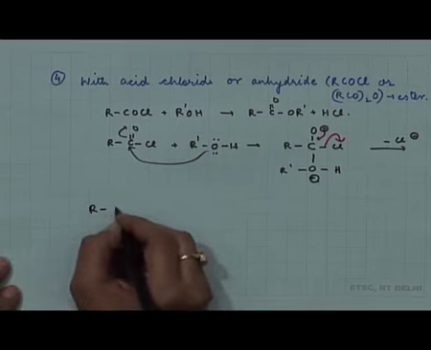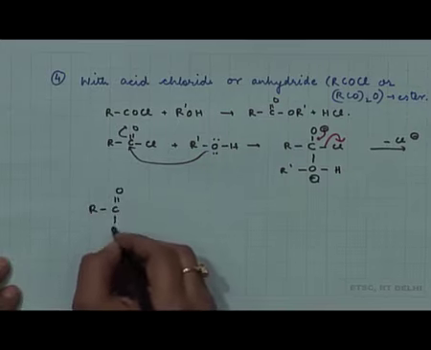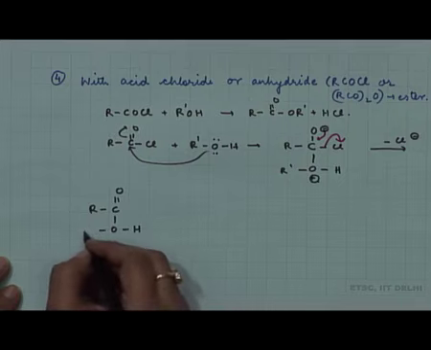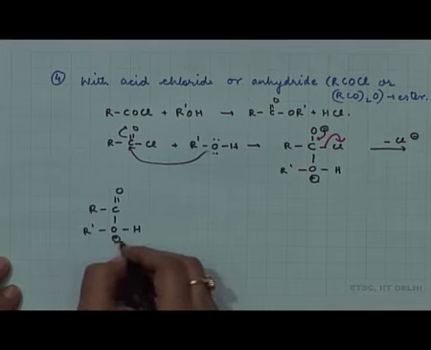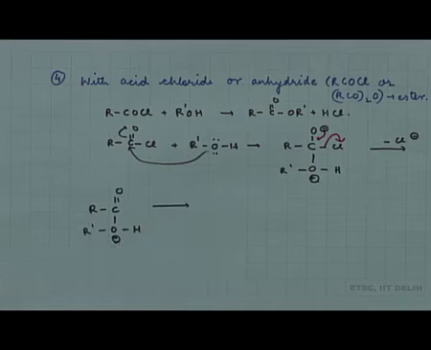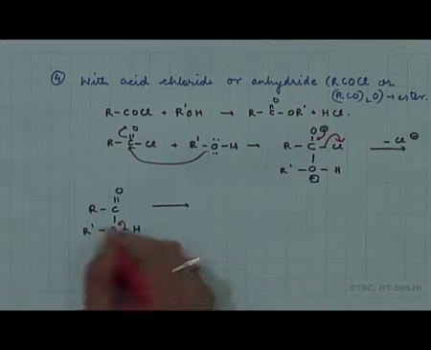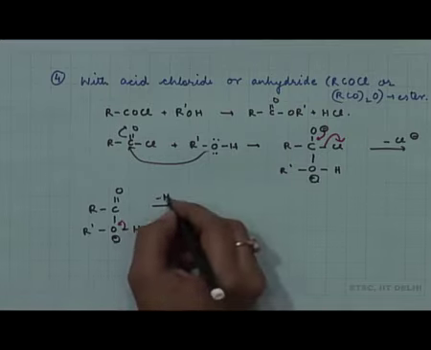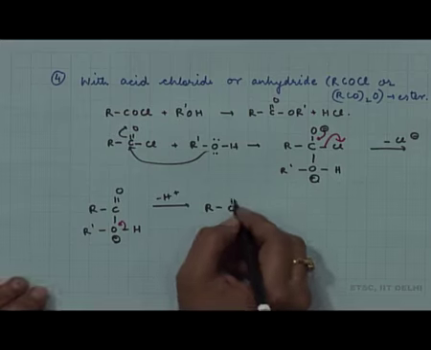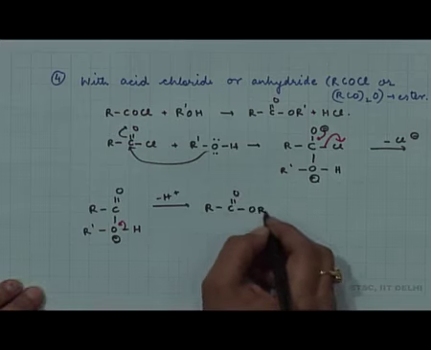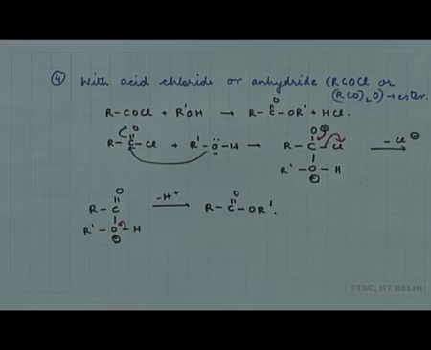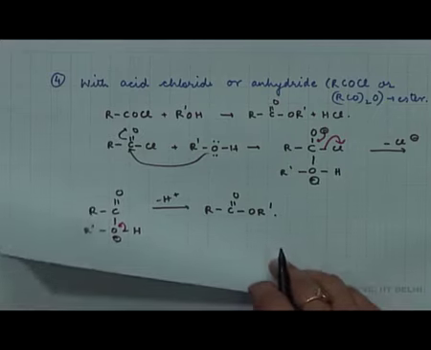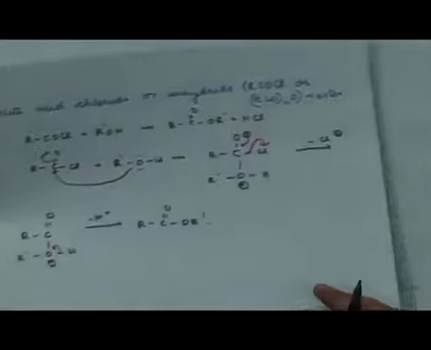So, you get again this intermediate which then undergoes a loss of proton to give you the corresponding ester. So, this is another reaction in which we are getting esters not from acids in this case, but from acid chloride and any of its anhydrides.